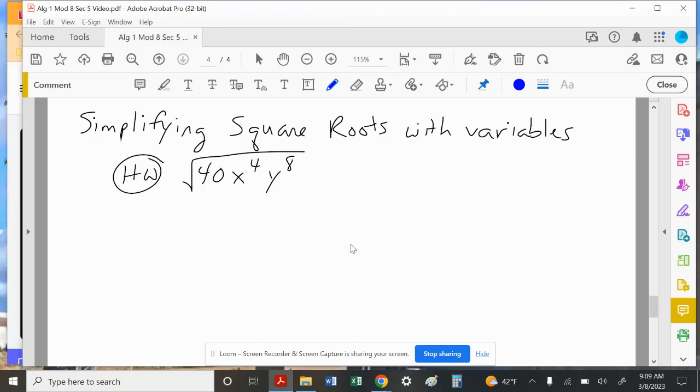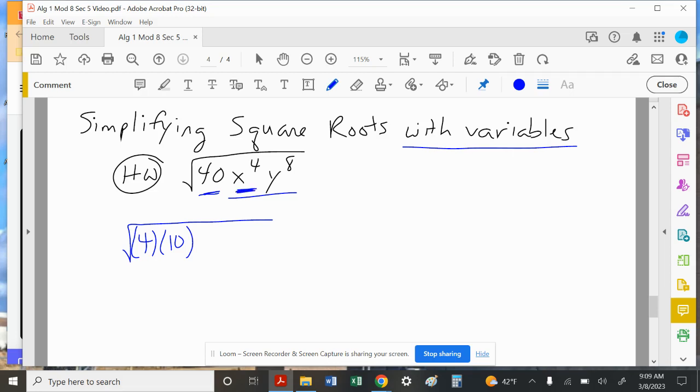Okay, now let's simplify square roots using variables inside the square roots. You notice that we have variables in there. They kind of follow the same rule, but first we're going to deal with just the 40. So if you recall, 40, we kind of split it up. So we're going to say it's 4 times 10. And then we have an x to the fourth. I'm going to rewrite these as separate.